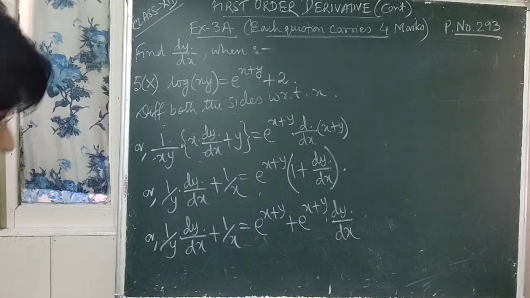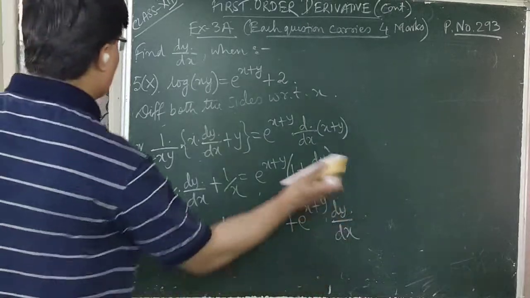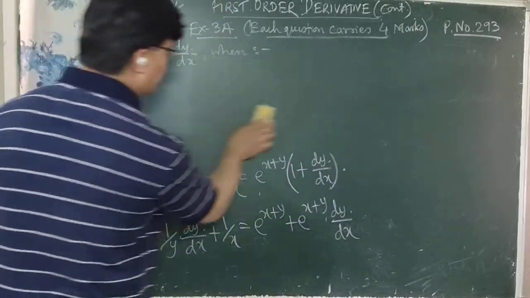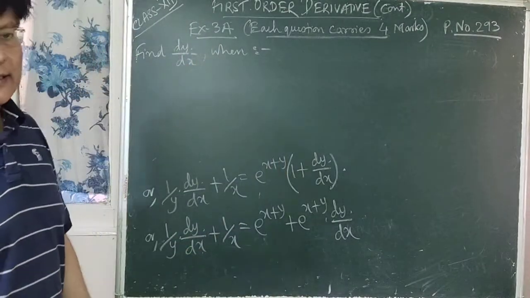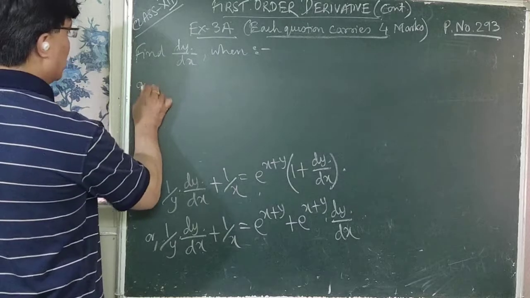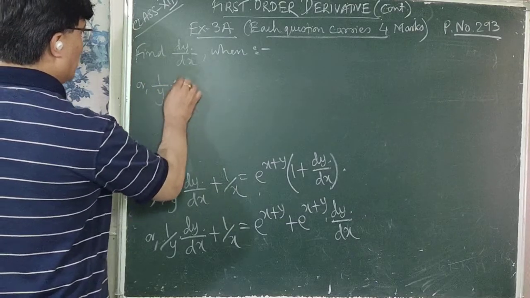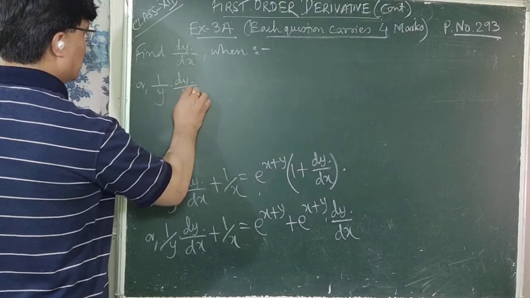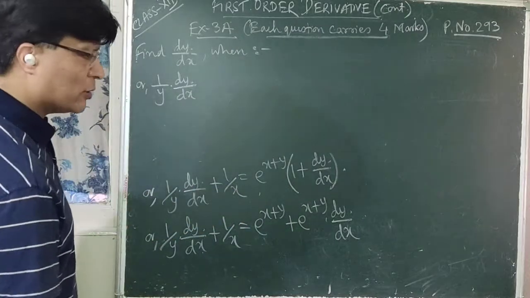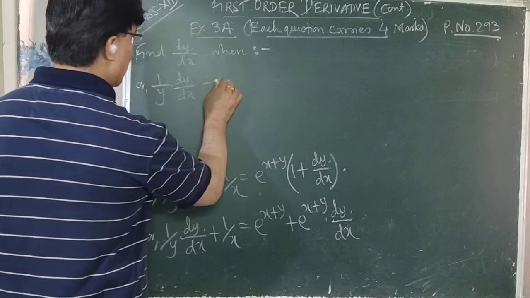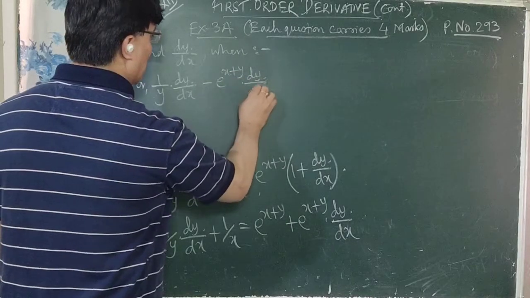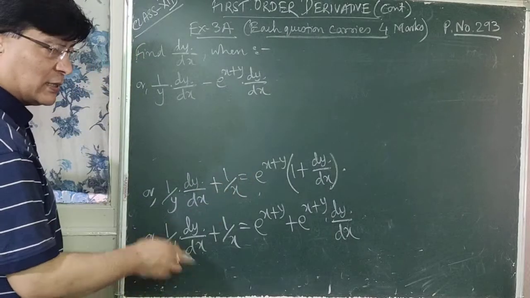So we got this relation. So now let us find out the value for dy by dx. Now you can write down the terms containing dy by dx on the left hand side. So what do we get? 1 upon y into dy by dx, then plus e to the power x plus y into dy by dx. Take to the left hand side, so it is minus e to the power x plus y into dy by dx, right?